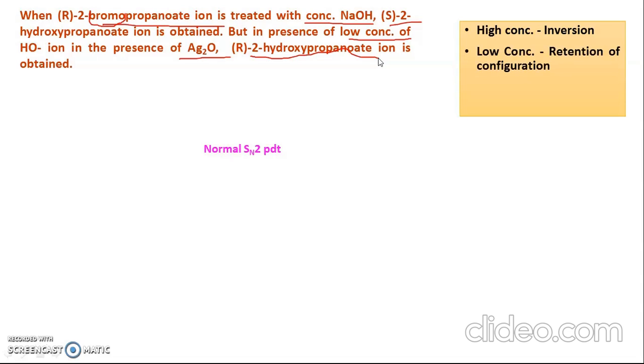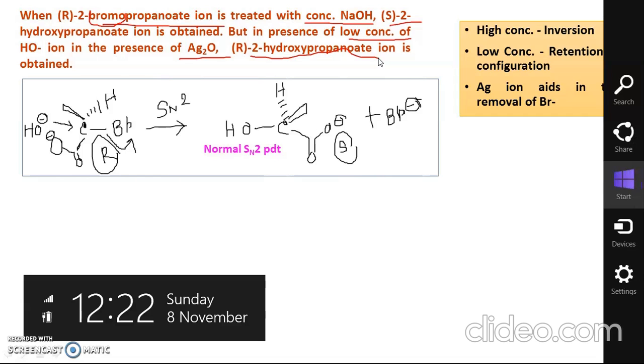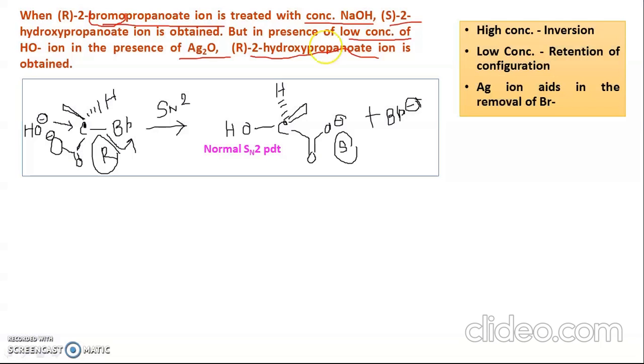So what is the difference that takes place depending on whether you have taken concentrated NaOH or dilute NaOH? And we will also see what is the role of Ag2O. So let's look at the first mechanism, when you are using concentrated NaOH. In concentrated NaOH, we have written the R configuration in this way. And this is the propanoate ion, COO minus.